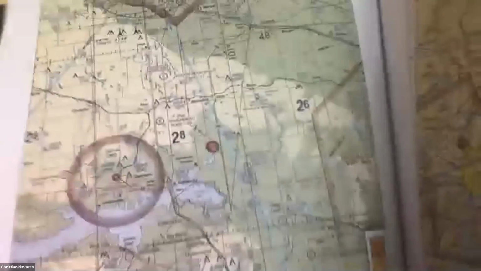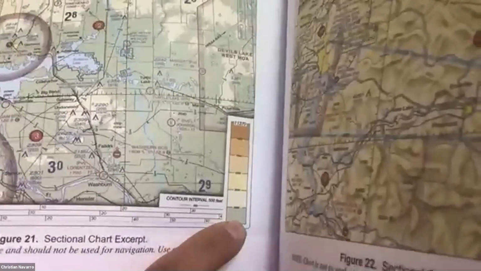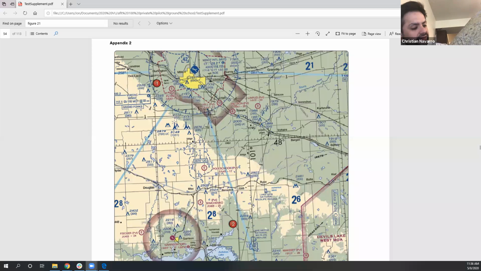Yeah, here you go. I don't know if you can see it, but it's this one right here. It gives you a scale, and I know that the green scale at the bottom means sea level, just to clarify, because it's 1,000 feet.